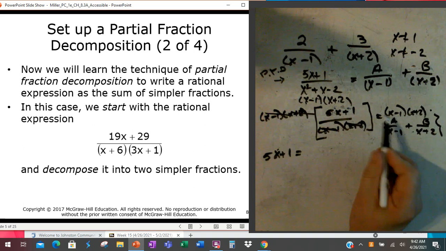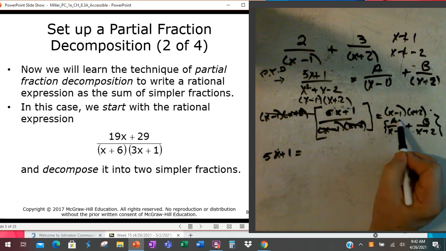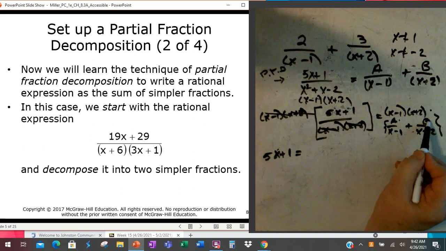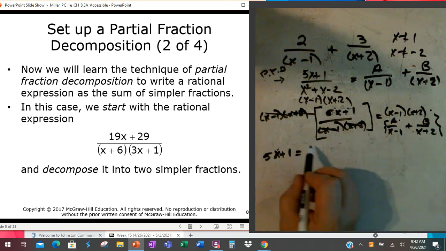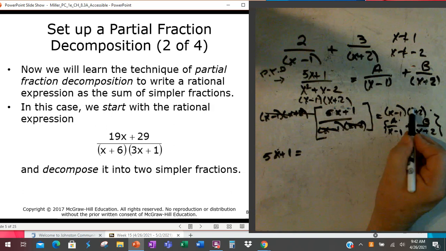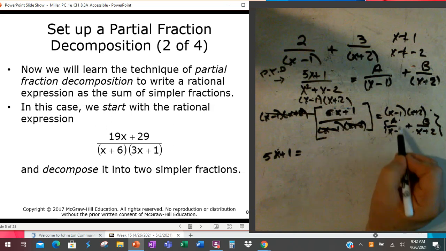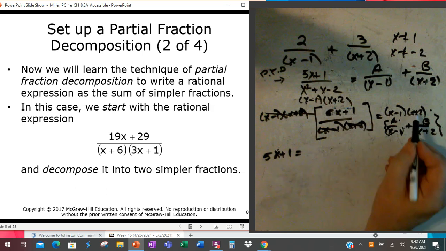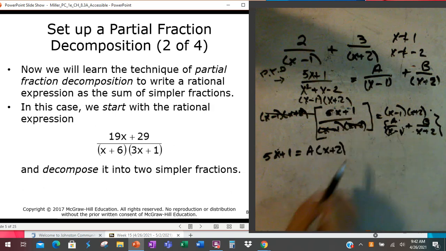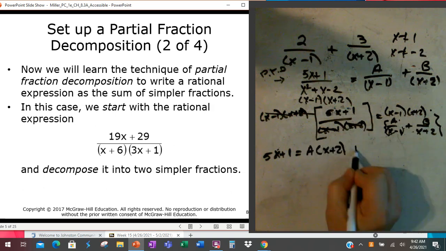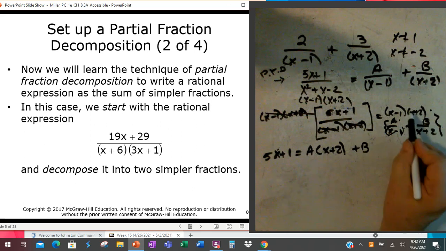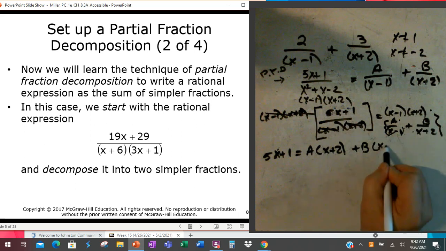Well, what about here? So both of these are going to multiply times there, both of these times here. Okay, x minus 1 times x plus 2. When I multiply this times this, one of these factors is going out, right? Because I broke this down into that. So that goes out, so I'm left with the A, x plus 2 on that side, plus B. Now when I multiply all of this times this one, the x plus 2 goes out, right? And I'm just left with the B, x minus 1.